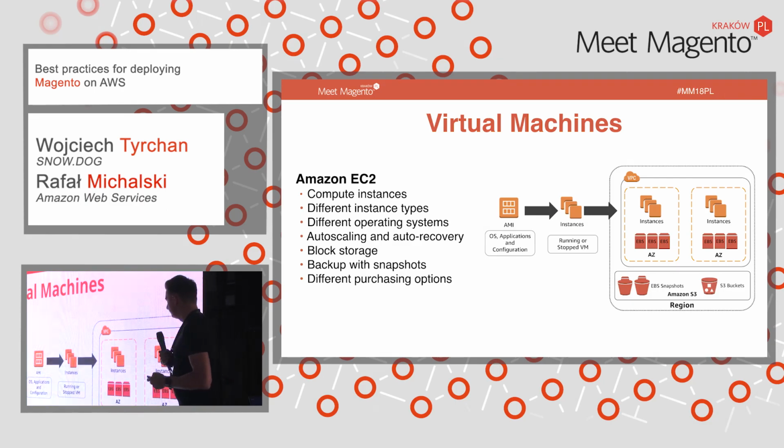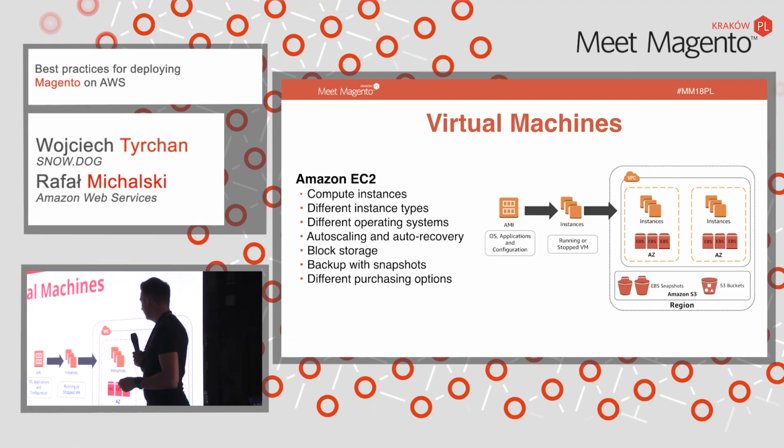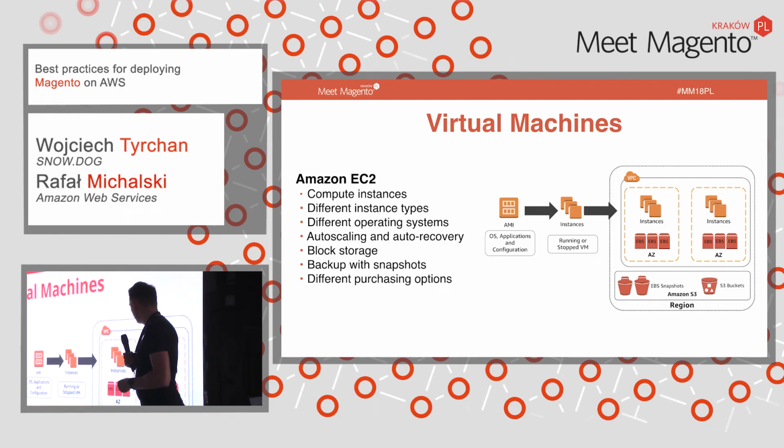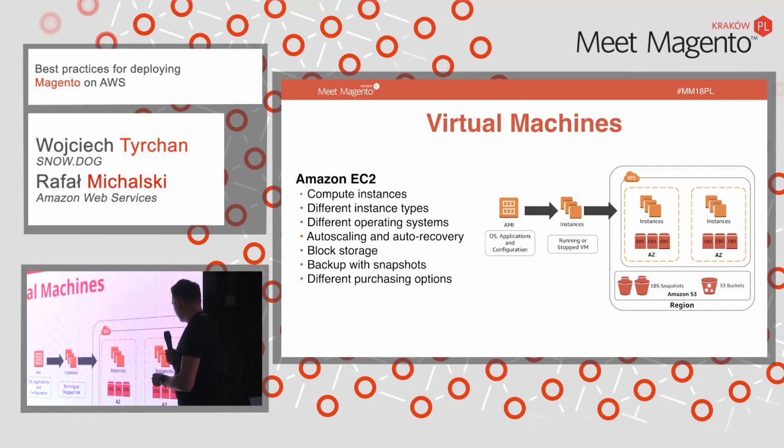And this is how such a setup can look. We start from the AMI, which is the image of the instance. Then we can run it, stop it, and then we can deploy it in different AZs, attach the EBS disk to it, take a snapshot, and then the snapshot will be stored on S3.